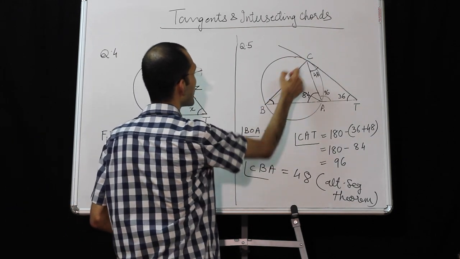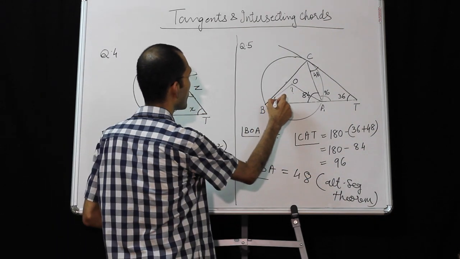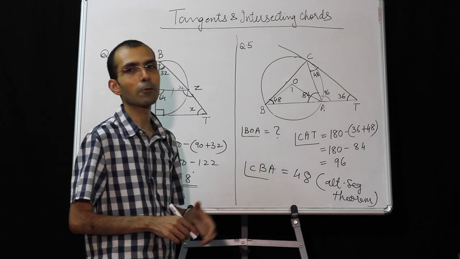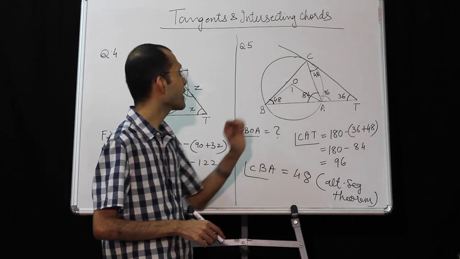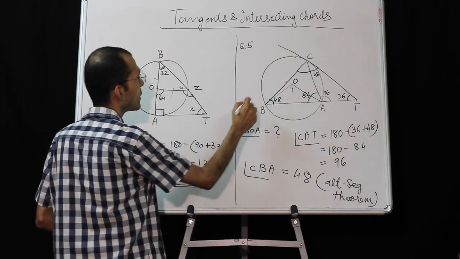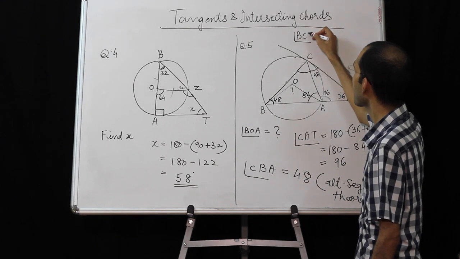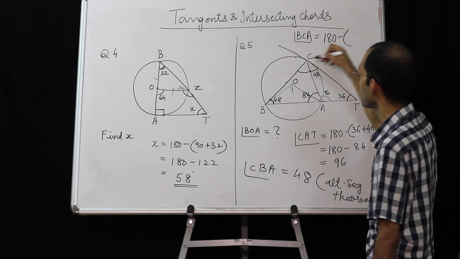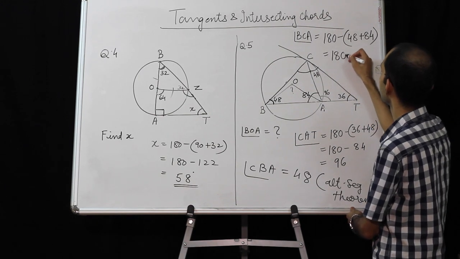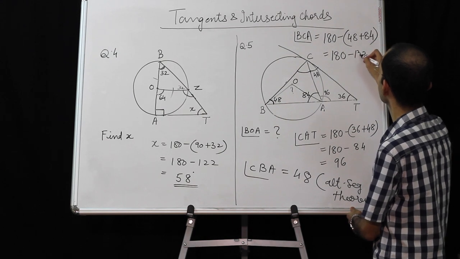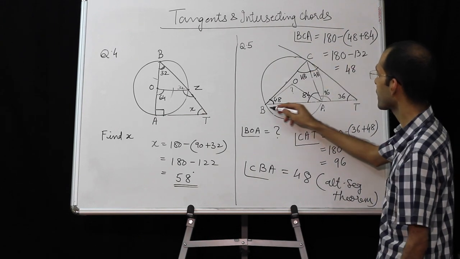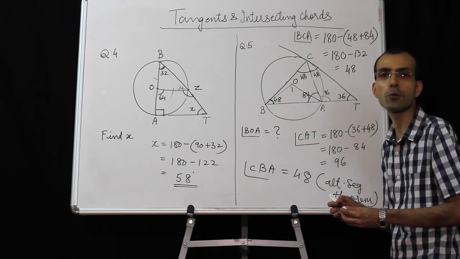How much was angle CBA? 48. Because of alternate segment theorem. Yes, now we are closer. Now angle BCA can be found out. How? Sum of the angles of a triangle is 180. So angle BCA will be 180 minus (48 plus 84). That comes to 48. So angle BCA turns out to be 48.